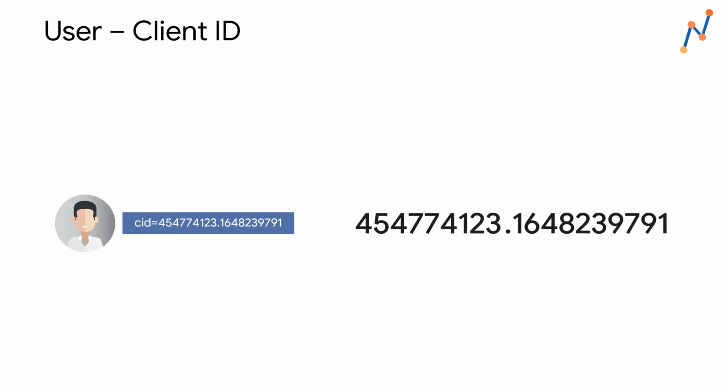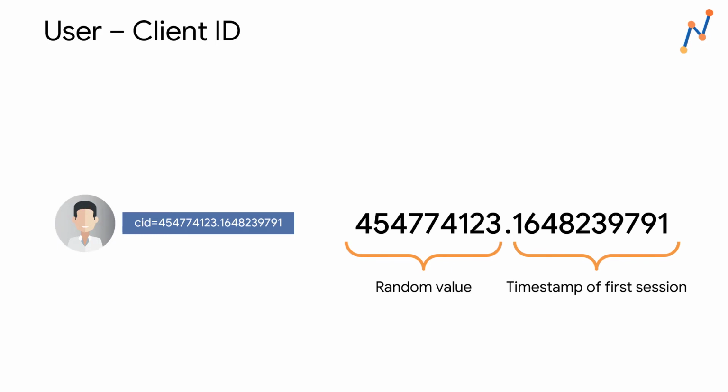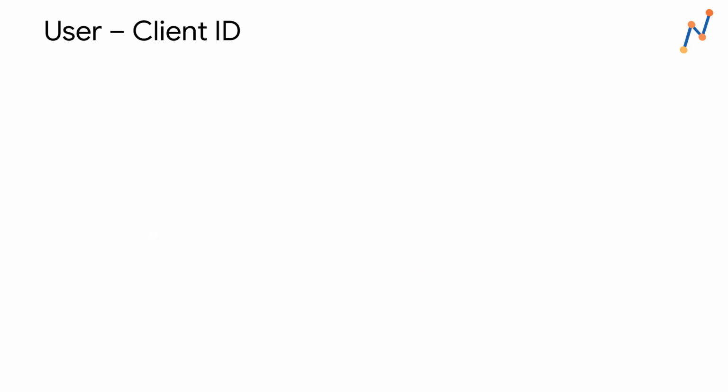Basically, it consists of two parts. The first part is a random value, while the second part represents the timestamp of the first session in Unix epoch time, which is seconds since 1st January of 1970. You can use an online tool like unixtimestamp.com to convert the number of seconds into a human-readable date and time format. In this case, the first session was on Friday, 25th March 2022 at 23 minutes and 11 seconds past 8 p.m.